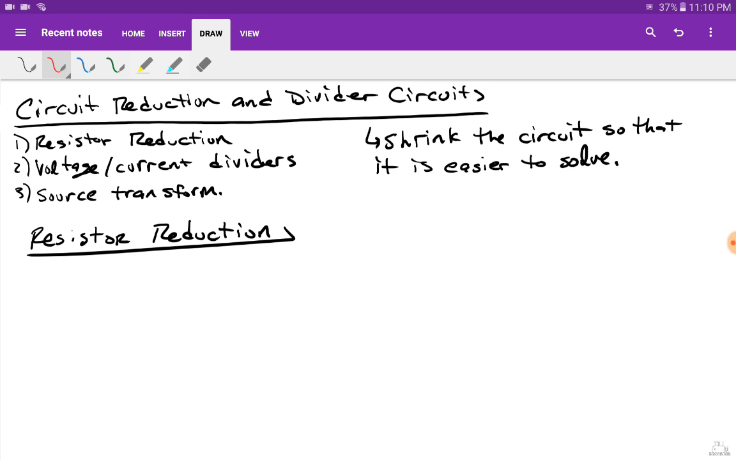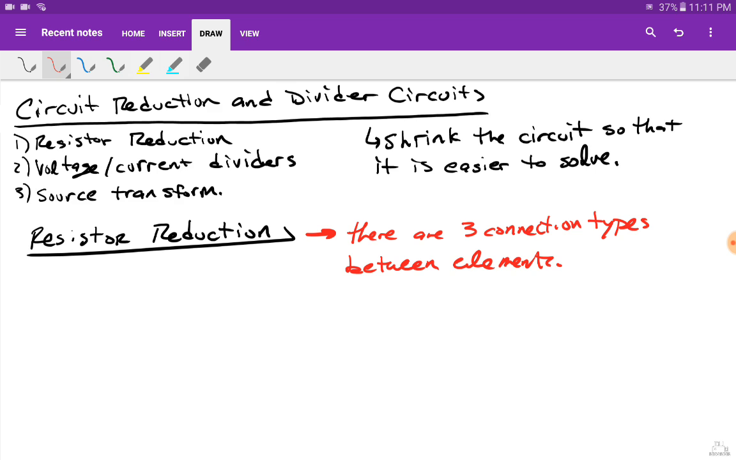There are 3 ways that you can combine. There are 3 fundamental connection types, is what I'll say. There are 3 connection types between elements. Okay. We have what we call series, parallel, and neither. Okay. So 1 is series, 2 is parallel, and 3 is neither. Okay, and you're going to have to know how to identify these.